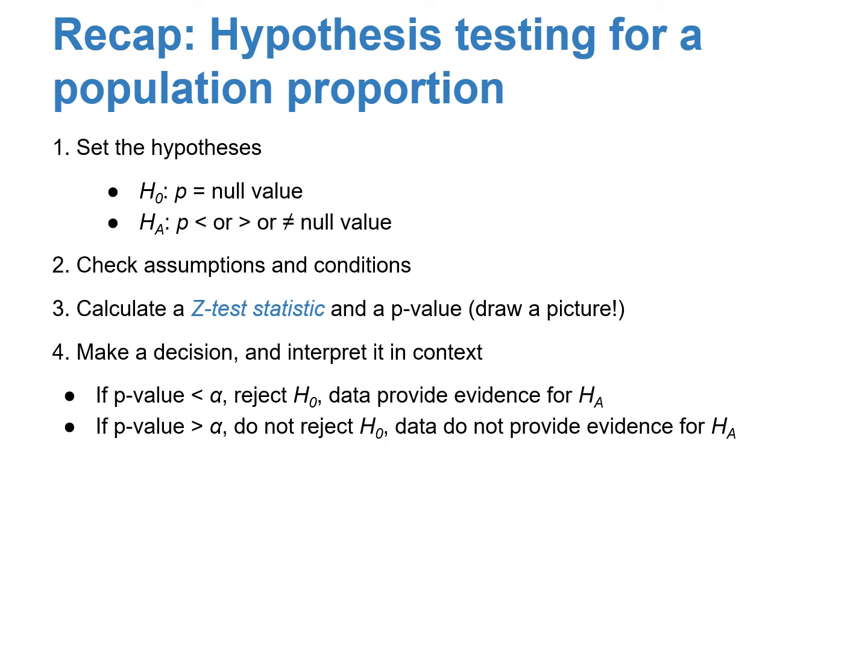Finally, once you have your p-value, you can make a decision and then interpret it in context. And remember, if the p-value is less than the significance level, we reject the null hypothesis and the data provide evidence supporting the alternative. If the p-value is greater than the significance level, we don't reject the null hypothesis and the data do not provide evidence supporting the alternative.